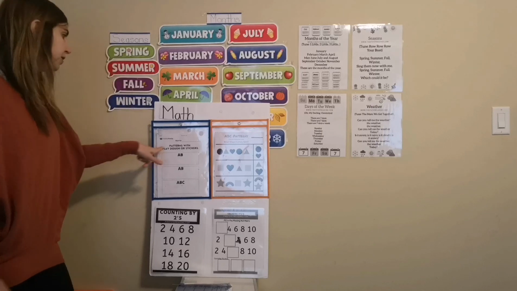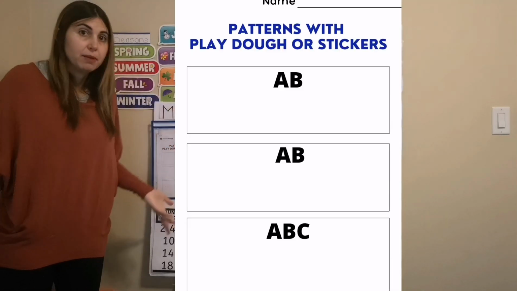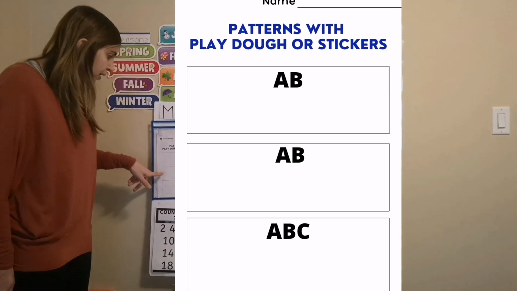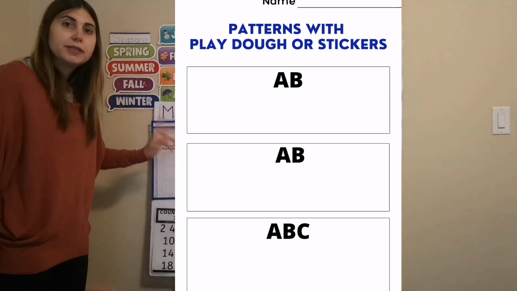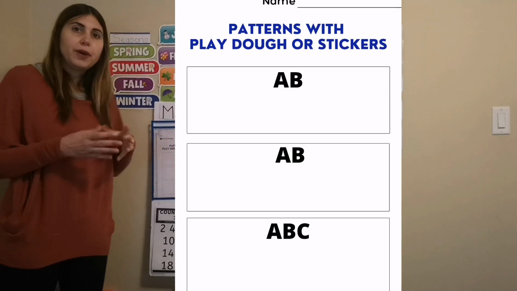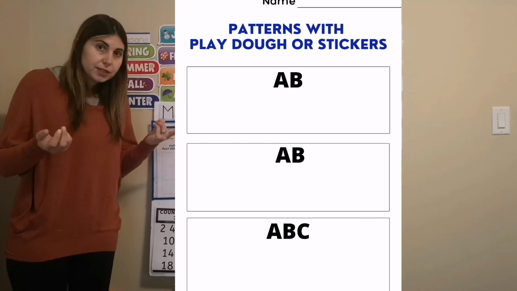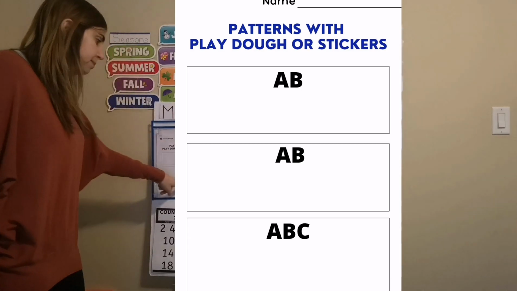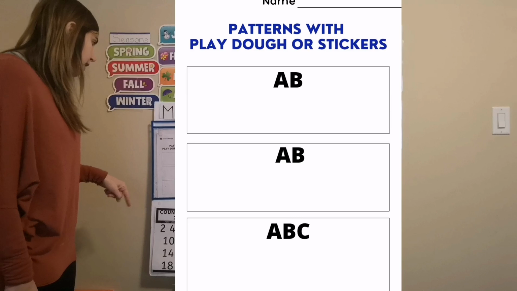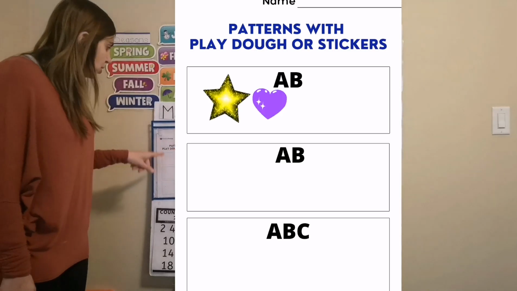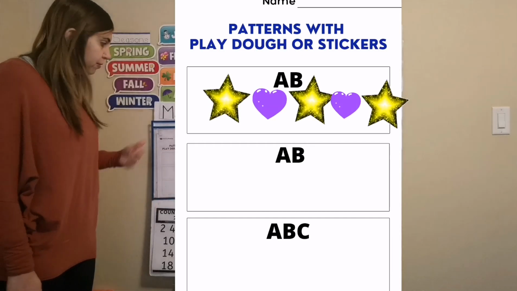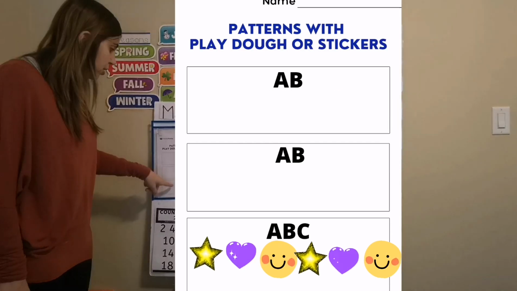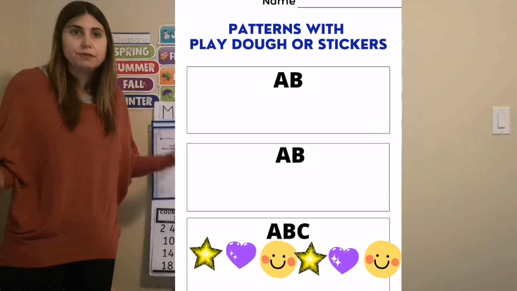So we have patterns with Play-Doh or stickers or stamps you can even use. You can make an AB pattern on this sheet. So you have AB, AB, and make an ABC pattern. So if you have some stickers, two different stickers for AB and three different stickers for ABC that you have lots of. So let's say you have stars and hearts. So you could do star, heart, star, heart, star, heart for AB. Let's say for ABC you have stars, hearts, and happy faces. You can do stars, heart, happy face. Stars, heart, happy face. That's if you have stickers.